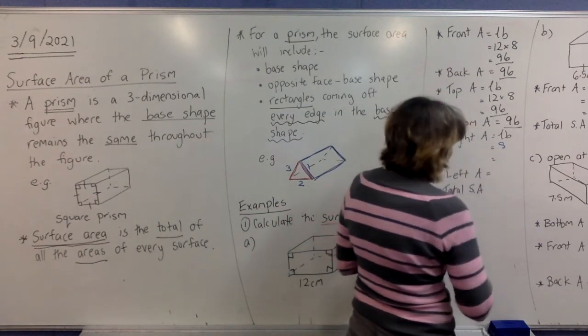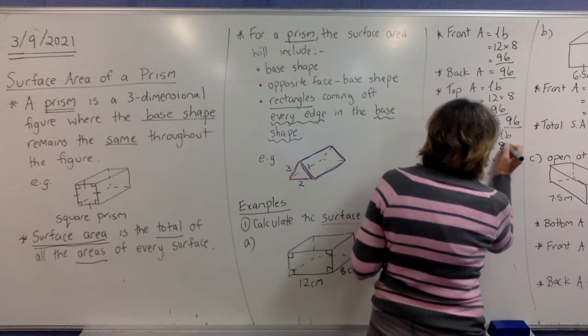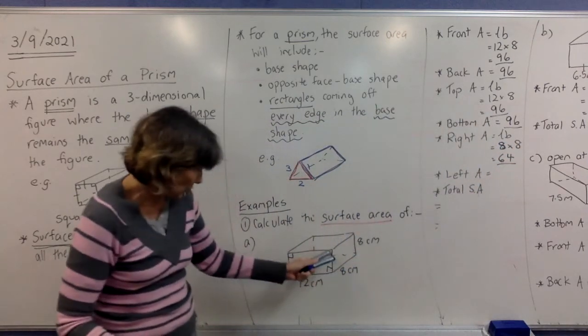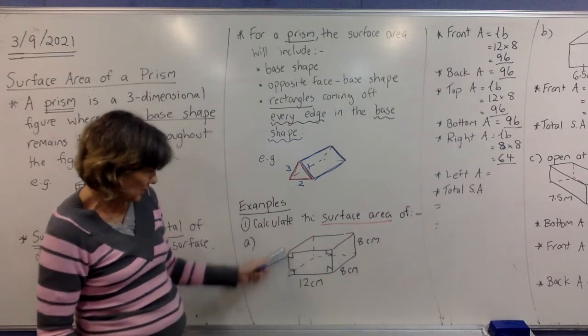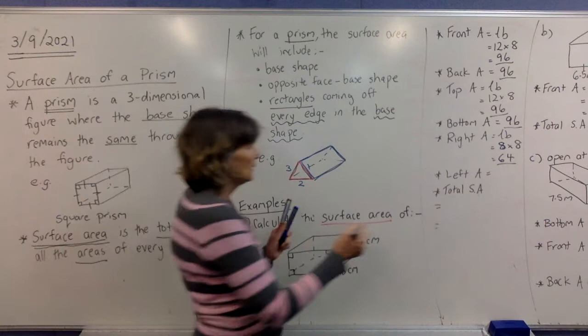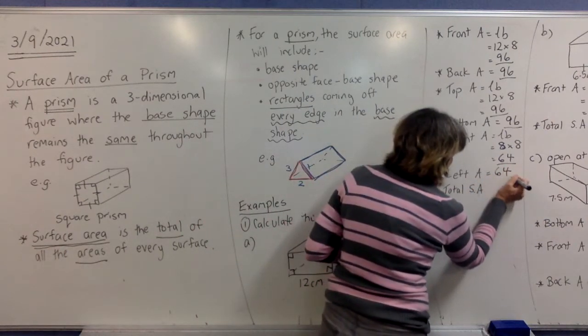Sorry. And we end up with 8 8s are 64. Now, the right surface and this left one over here that's a bit hard to see will also have the same area if you think about it. So that'll be another 64.